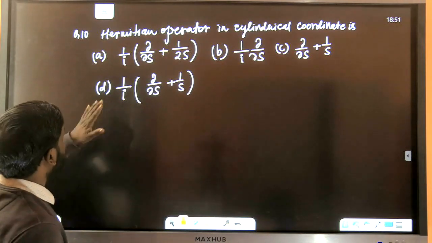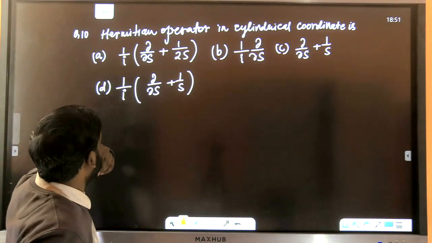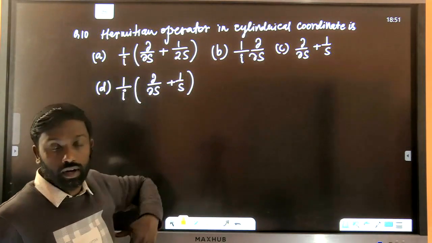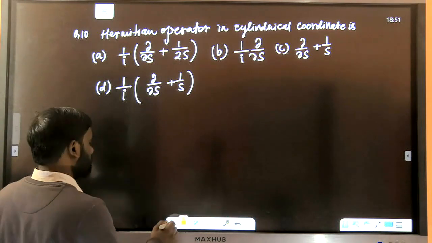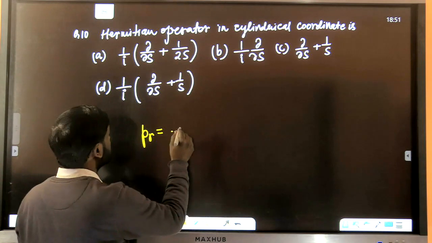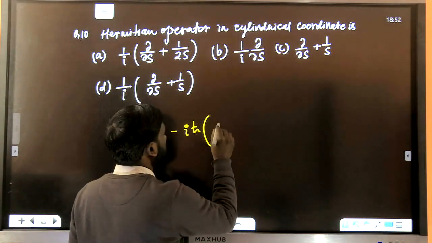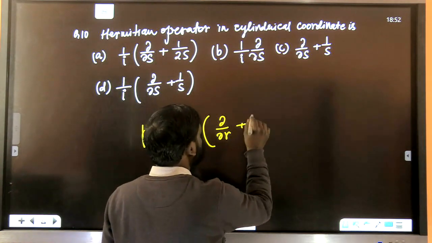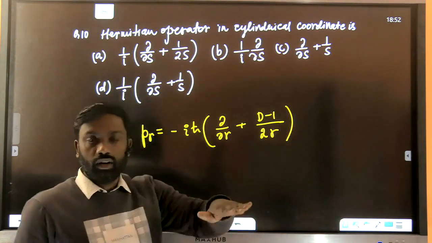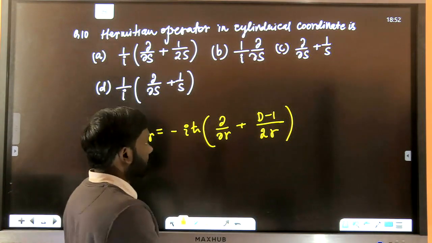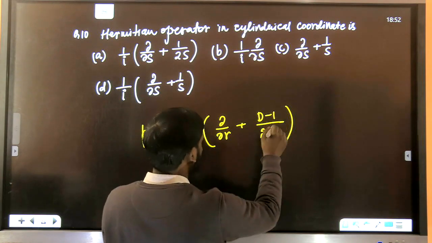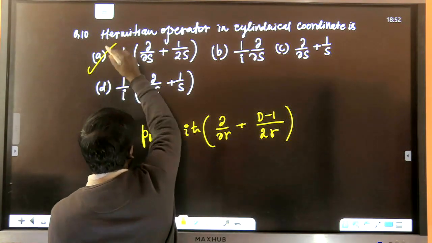Now, this is a very standard case. It says a Hermitian operator in cylindrical coordinates. This is actually the radial momentum operator. In some d dimension, radial momentum is written like this: minus i h cross, d/dr plus (d minus 1) by 2r. But in cylindrical coordinates, the radial coordinate is in 2 dimensions, so we write 2 here. 2 minus 1, you get 1 here. So in cylindrical coordinates, you get this answer.